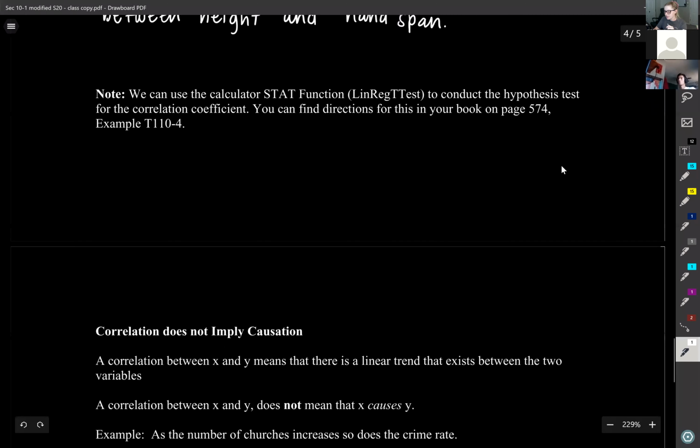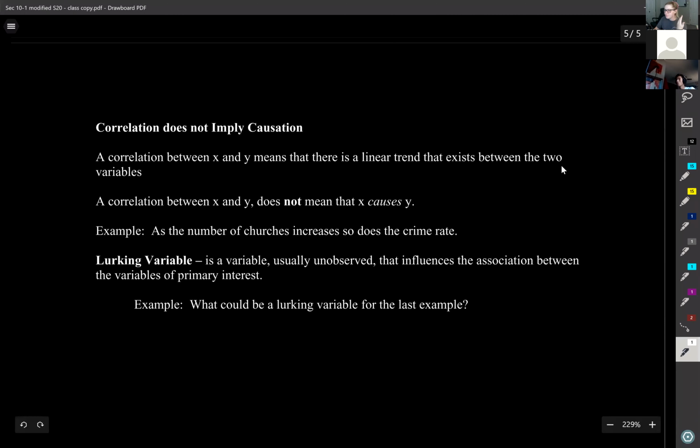Okay, last page of this section. So this is probably something that you've heard, maybe not, but I feel like this is a pretty commonly said thing: correlation does not imply causation. That means that just because two things are correlated doesn't mean that one necessarily causes the other to happen. Like it says, a correlation between X and Y means that there's a linear trend that exists between the two variables, but it does not mean that X causes Y. It doesn't mean that whatever your X is causes something to happen with Y.